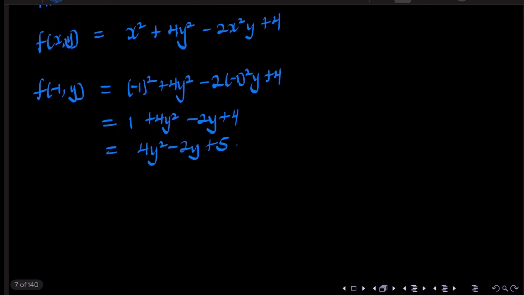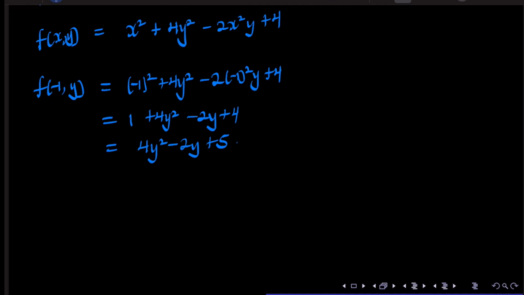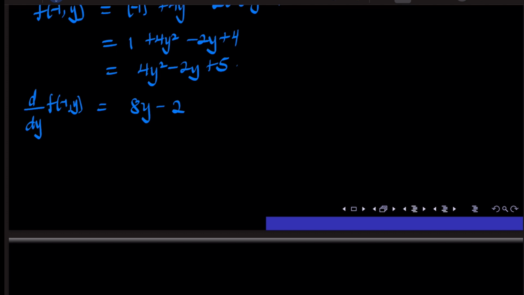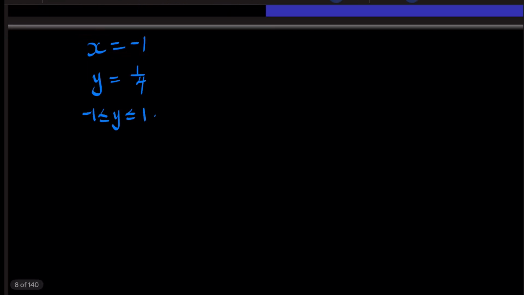So this function is just the same as the first one that we got. So the critical point will just be the same. So let's differentiate this with respect to y. That's going to give us 8y minus 2. Then we set our answer to be equal to 0 to find the critical point. So 8y minus 2 is equal to 0, and that's y is equal to 1/4. So this is just the same as the first one that we got. That's on the boundary x is equal to -1. We have the critical point to be y = 1/4, and the y values lie in between -1 and 1.